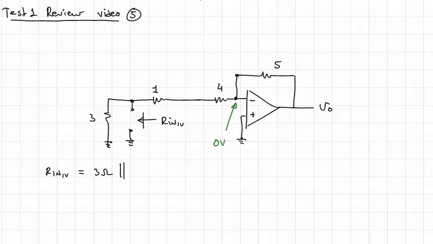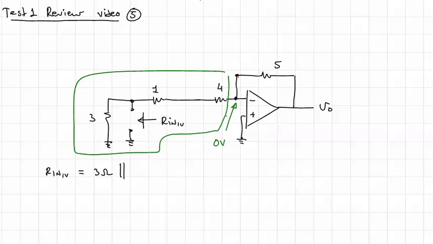All right, and that really simplifies things, because now we can see that what we have is this right here, where this point here has been grounded. And forget about the rest of the op-amp. We basically have 3 ohms in parallel with 1 plus 4 ohms. Okay, so this is simply 3 ohms in parallel with 5 ohms, and that's it.